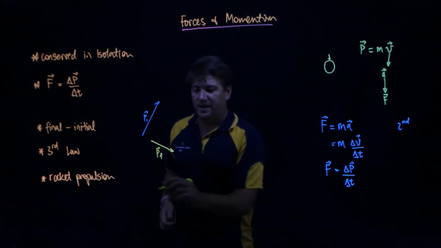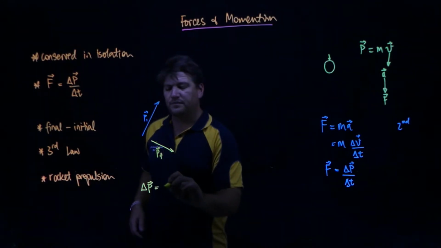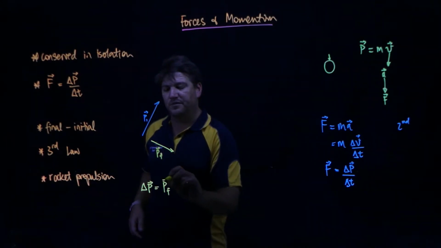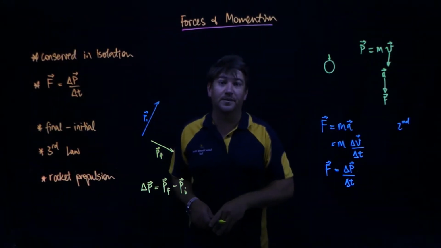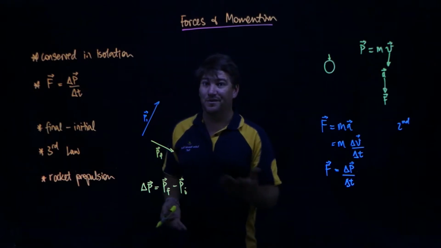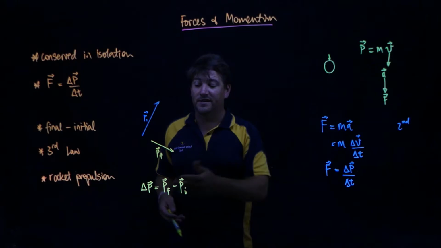So in order to find out change in momentum, we want the final momentum take the initial momentum. That's how you work out if something's changed. You get what it finishes at, take away what it started with, and you know how much it changed. 2 turning into 10: 10 take 2 is 8. That's how much it changed.